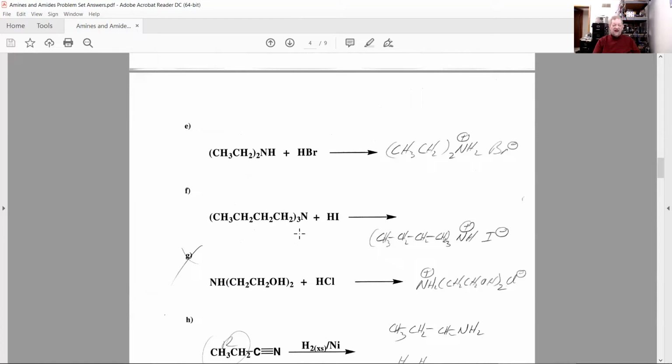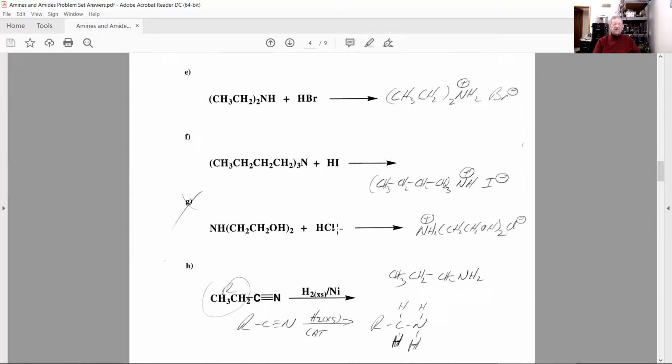And if you look at F, tertiary amine, HX, here, add 1 hydrogen, because there are already 3 bonds to nitrogen there, and the counter anion is iodine. Be sure to cross off G. I got carried away. I wouldn't put that on a test, but it's still an amine making amine salt.